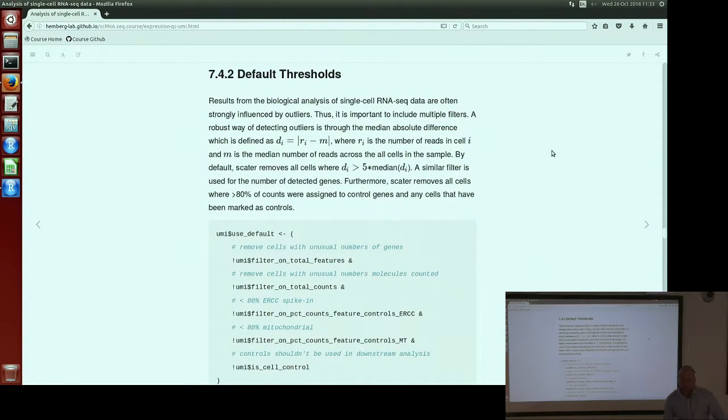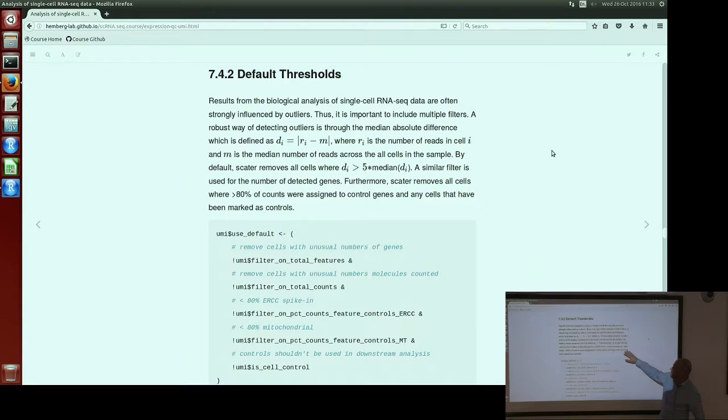We also want to mention that Scater has some default filters that are calculated when you run the calculateQC method. So you don't need to do anything to compute those values. You can use them straight away. And basically, these filters are defined based on these criteria. You calculate the median absolute deviation between the cells using the number of reads in each cell. And then Scater removes all cells where this distance is more than 5 times the median absolute deviation.